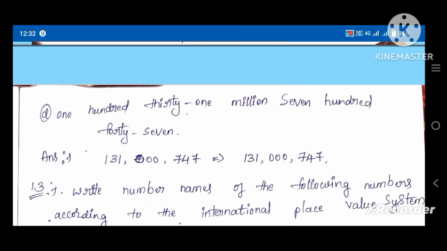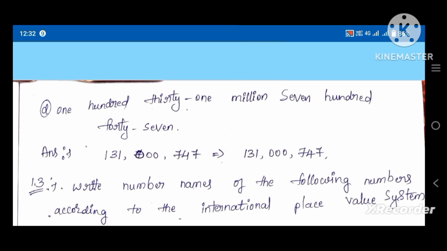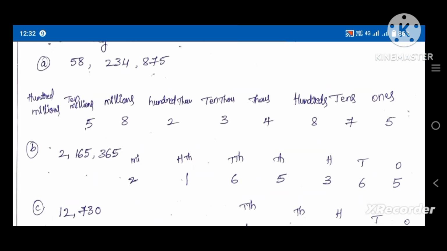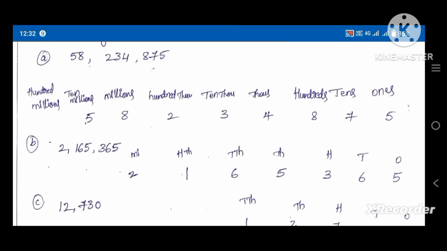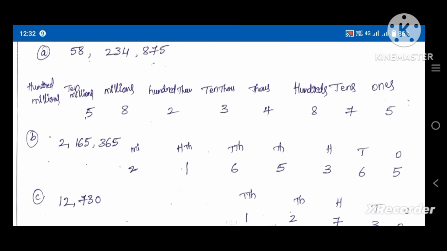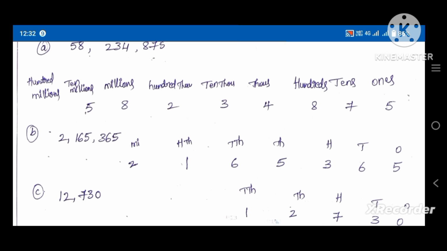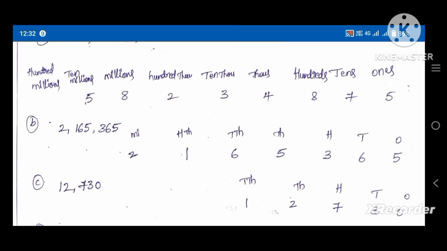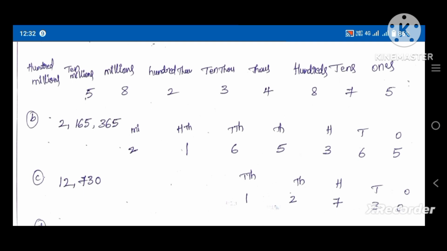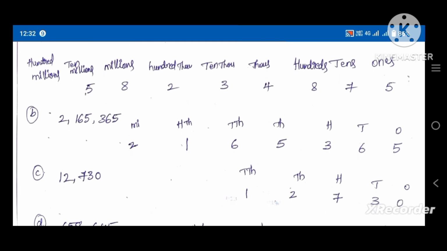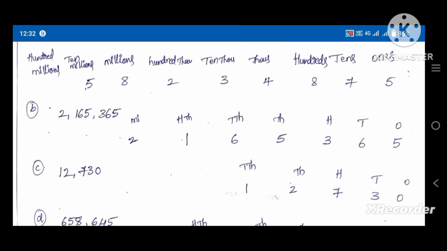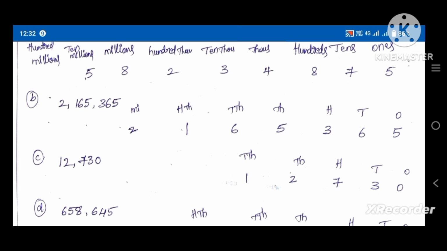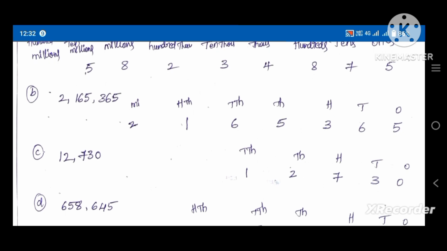1.3 Write number names of the following numbers according to the International Place Value System. A: 58,234,875. Ones place 5, tens place 7, hundreds place 8, thousand place 4, 10,000 place 3, 100,000 place 2, millions place 8, 10 millions place 5.